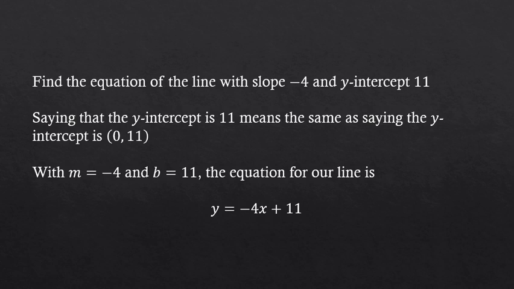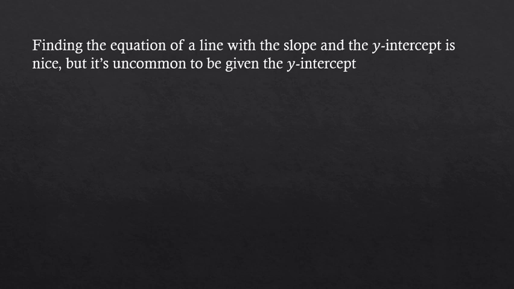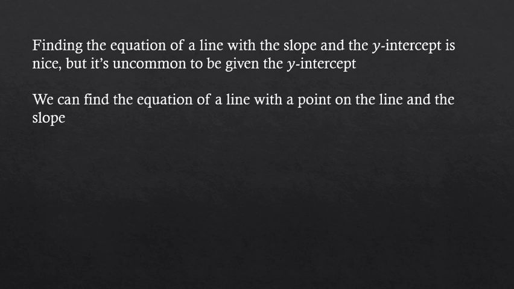Now, if we're given the slope and the y-intercept, then that's great, because it's really easy then to write the equation for the line. But the fact of the matter is, it's more common than not that we won't be given just the y-intercept. We'll just be given 2 points that lie on that line, and we have to come up with the equation for that line. So how can we do this if we're not given the y-intercept?